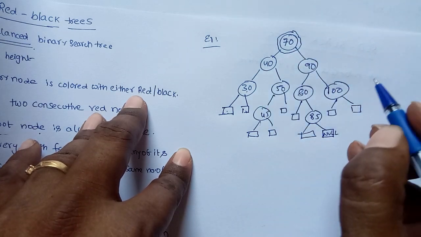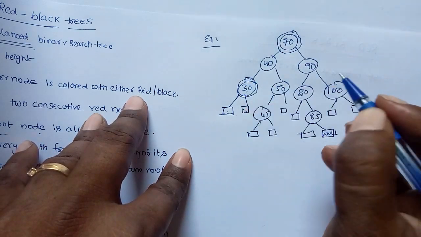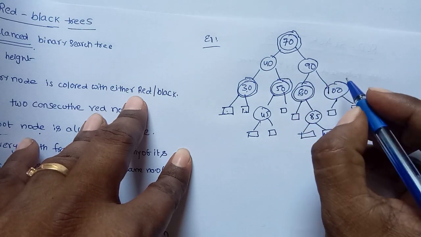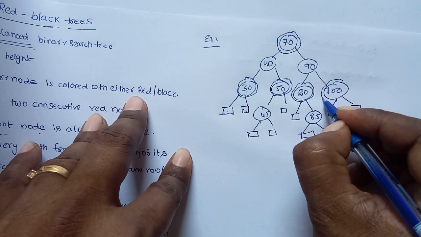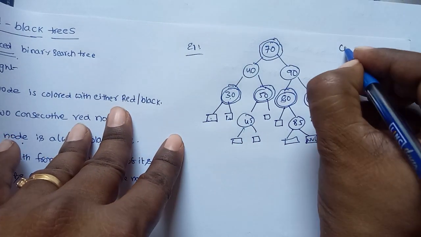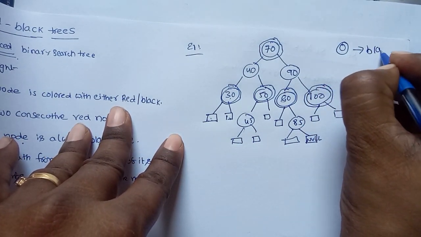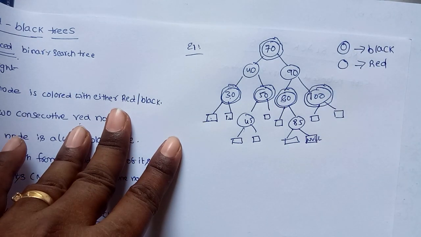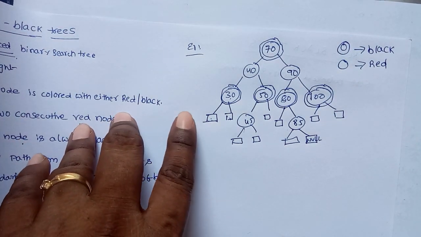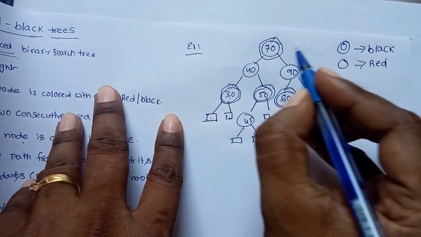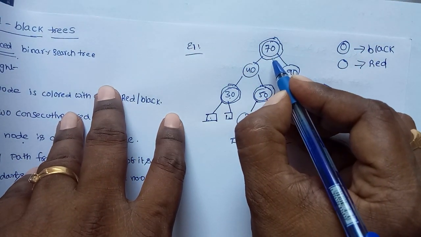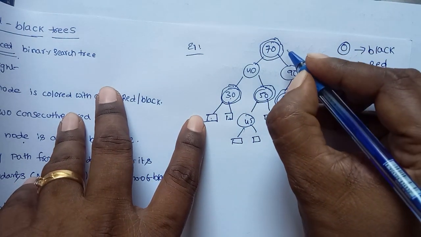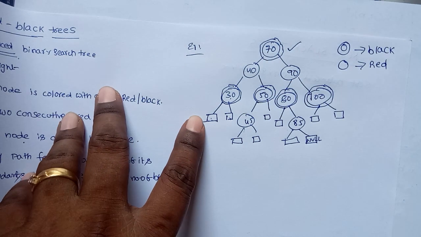Suppose given tree, for simplification, double circle represents black color, single circle represents red color. See this one, check the properties. The root node is always a black node, and the first point is it satisfies the binary search tree property. The root node 70 is a black color, satisfied.